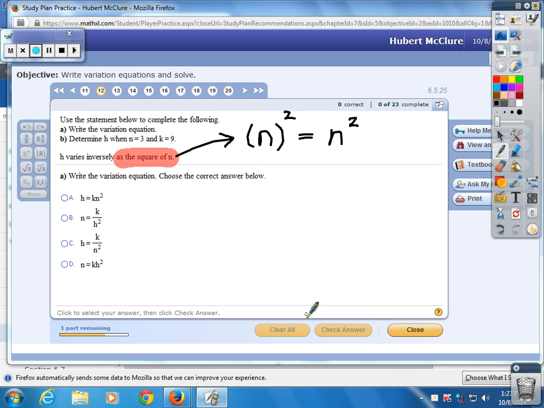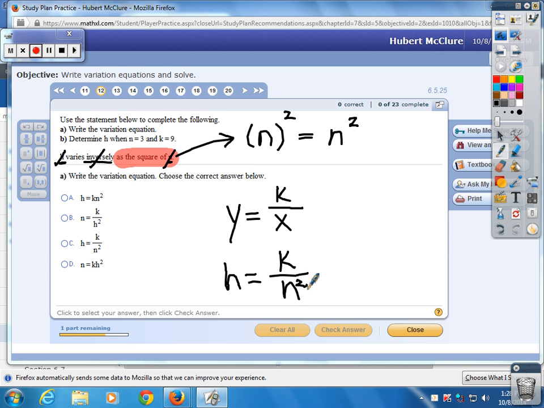Now, h varies inversely as the square of n. Well, first of all, inversely means what? Y is equal to what? K over x. All right, let's go ahead and change our letters, or I'm sorry, variables. H and what? N. H is equal to K over N. Now we've changed our variables, so that takes care of that, takes care of the N. But what is left? The square of. So what do we got to do with N? We got to square it.